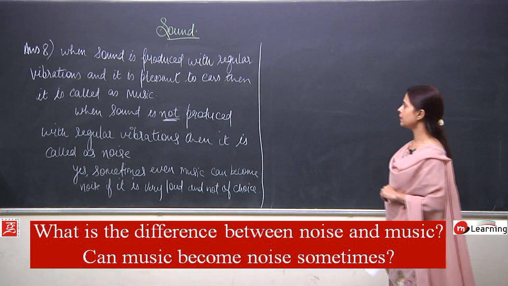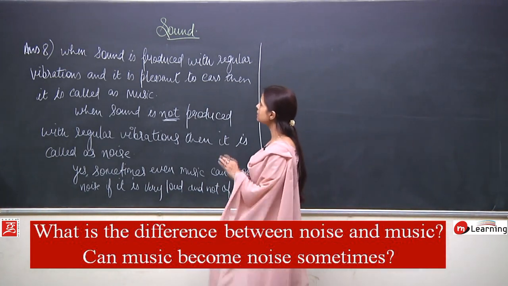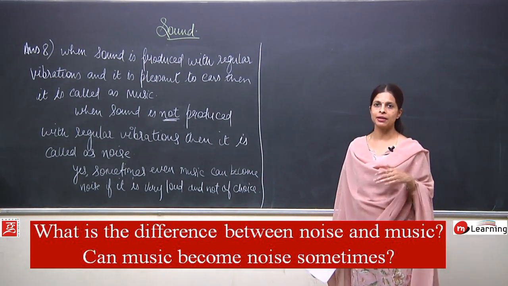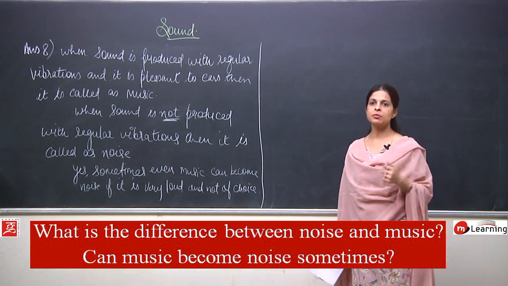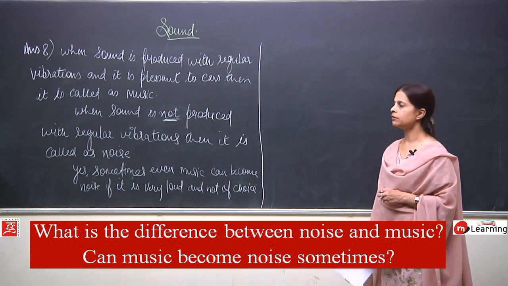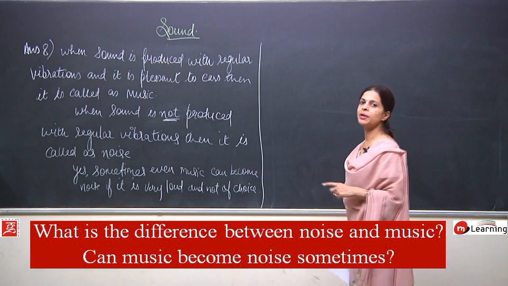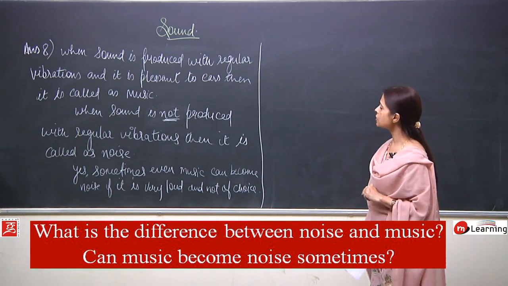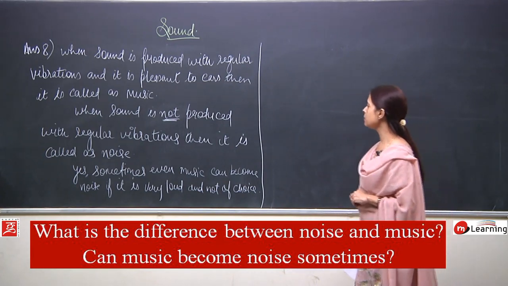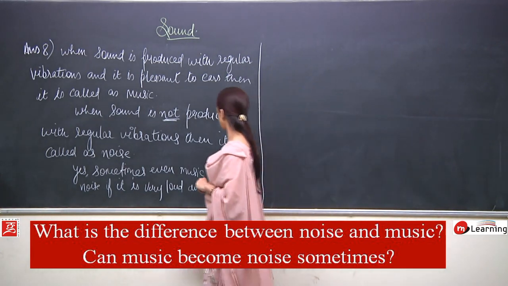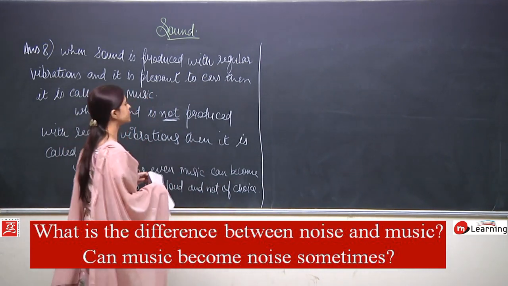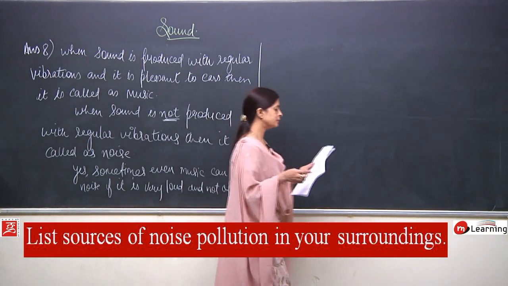Now we'll talk about question number 9. Before that, I'll just read it out, children. When sound is produced with regular vibrations, that means it follows certain rules. We know that sa re ga ma pa da ni sa, certain notes are there, and they have to be followed. So with regular vibrations, and it is pleasant to the ears, it is called music. While when sound is not produced with regular vibrations, then it is called noise. And yes, sometimes even music can become noise if it is very loud and not of choice, isn't it? So now we'll talk about the next question, question number 9. Let me read question number 9.